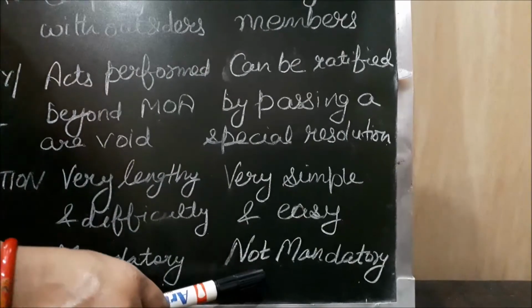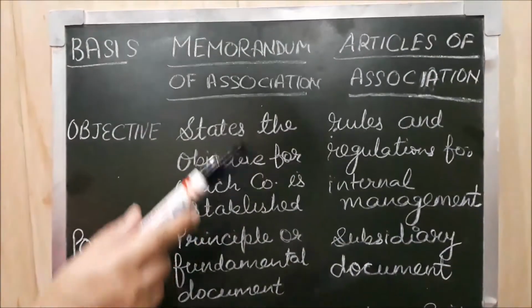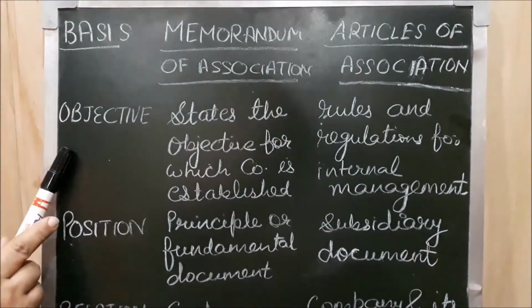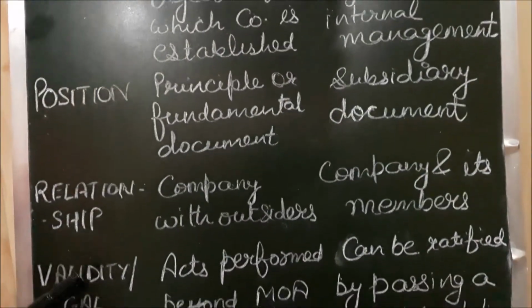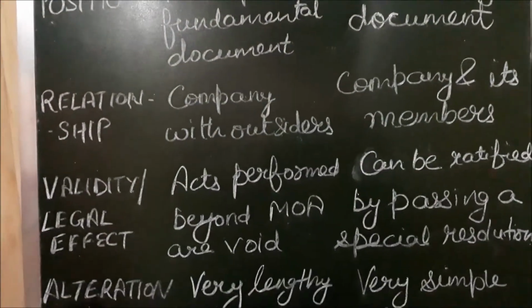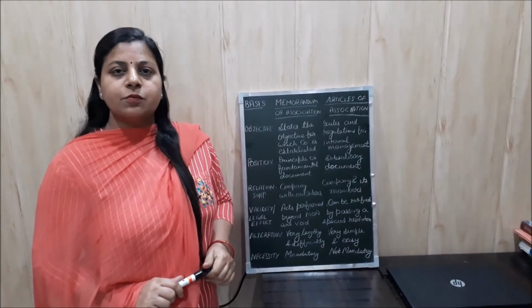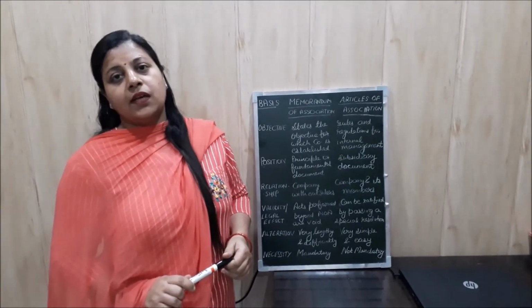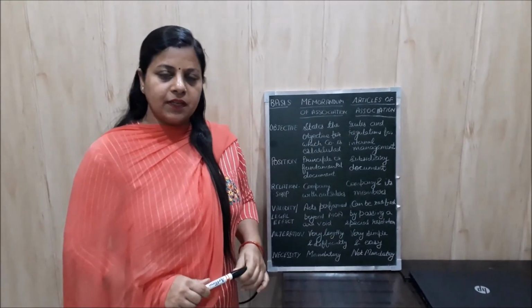So students, here I have discussed with you differences between Memorandum of Association and Articles of Association on the basis of objective, position, relationship, validity, alteration and necessity. I hope the difference between MOA and AOA is clear to you. Even then, if you have any doubt in any of the points, discuss with me right now.